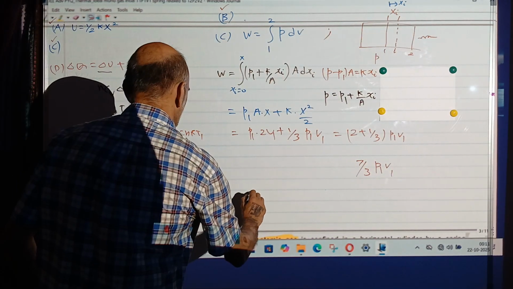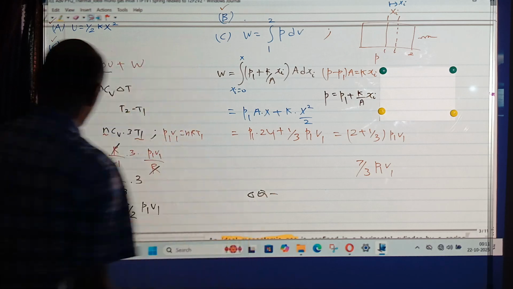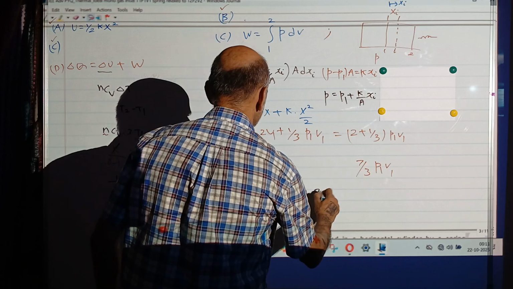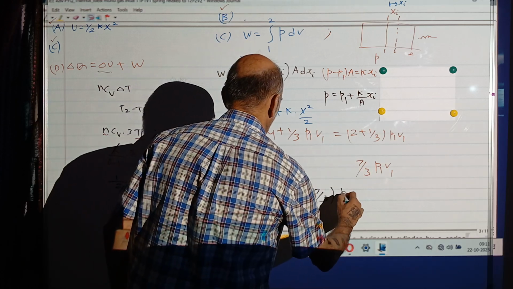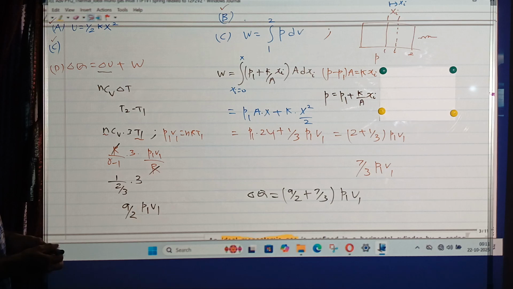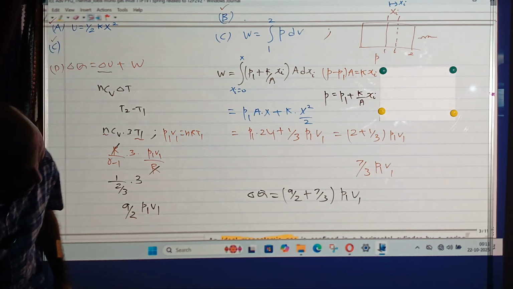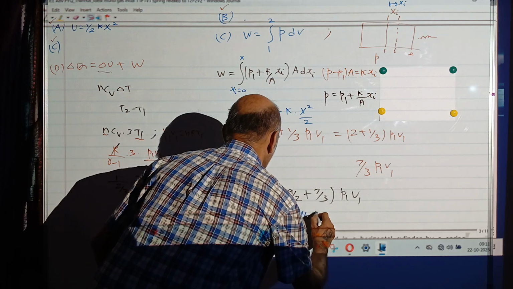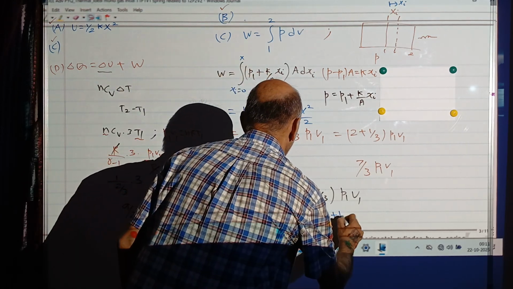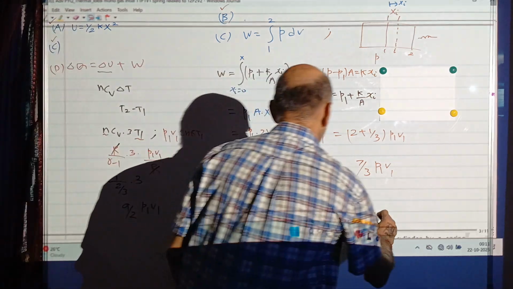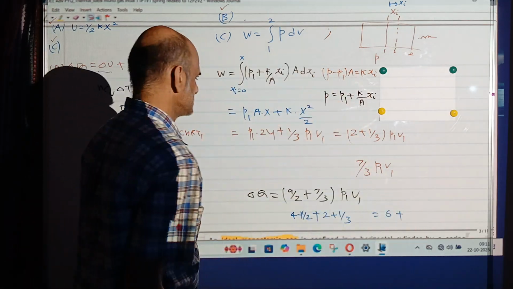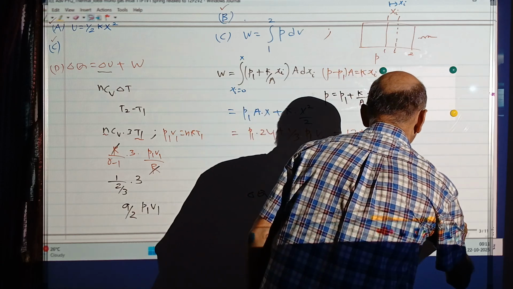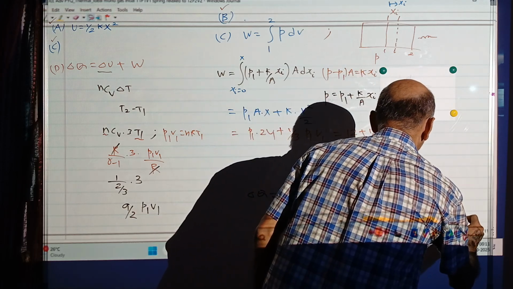So delta Q will be 9/2 P1V1 plus 7/3 P1V1. All the answers are in terms of P1V1. So this is 4 plus half, and this one is 2 plus 1/3. So this is equal to 6 plus 5/6. So it's 41/6 P1V1.